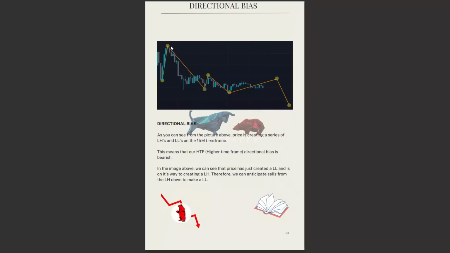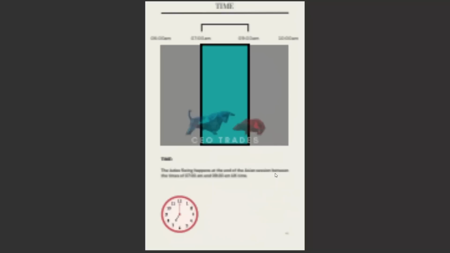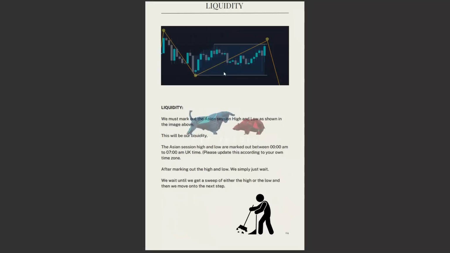As you can see right here in this image, we are in a bearish market because we are creating lower highs and lower lows, right? So our higher time frame bias is that we are bearish. Then we move on to the time. The Judas swing happens at the end of the Asian session between the times of 7 AM and 9 AM UK time. That is the time when we're actually looking for our entries, looking for the trade to happen. Next, we move on to the liquidity.